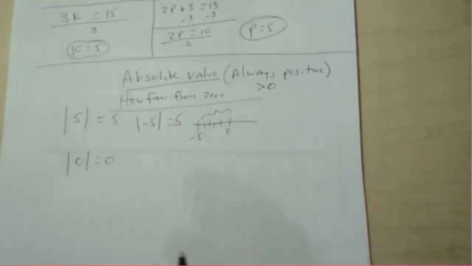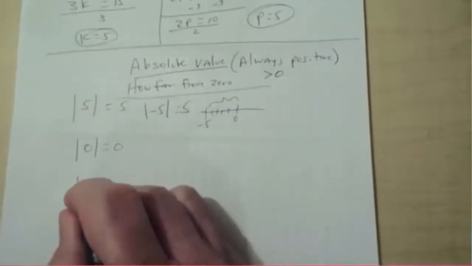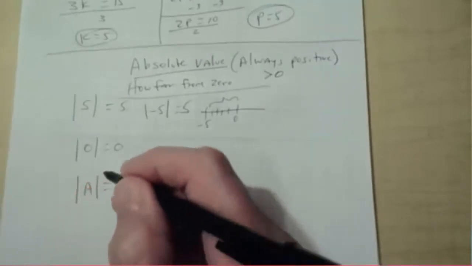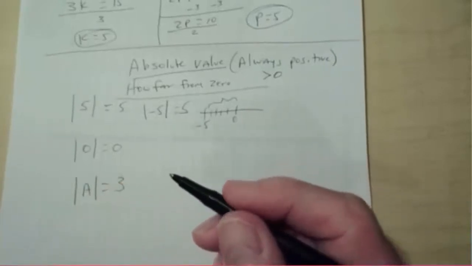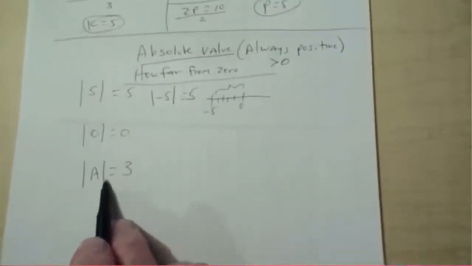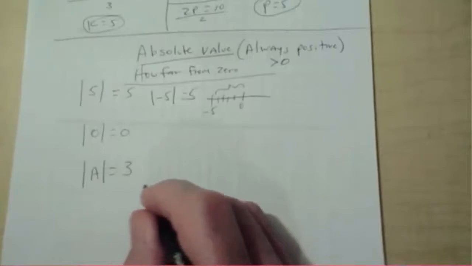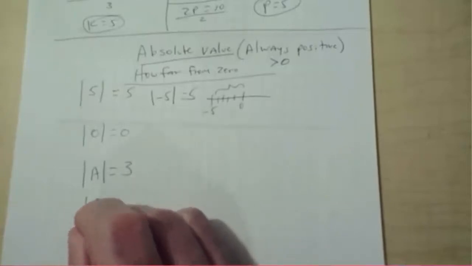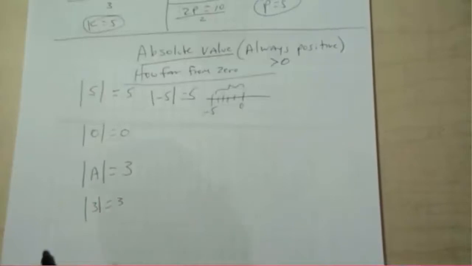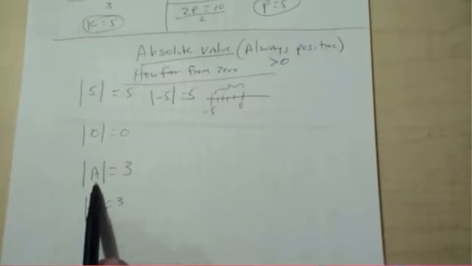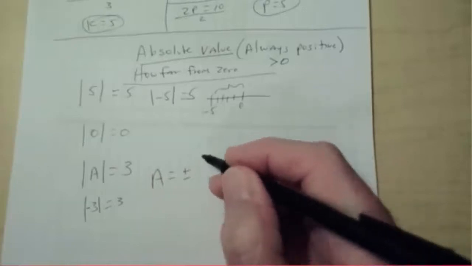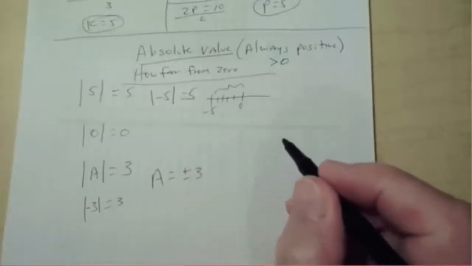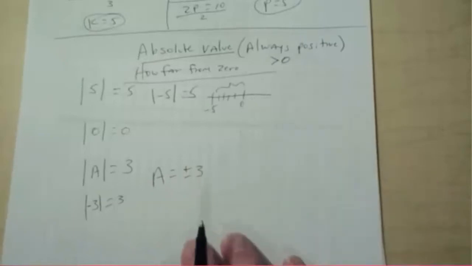Now, what if we have this? The absolute value of a is 3. What could a be? What's the value of a? Could be 3. The absolute value of 3 is 3. And also the absolute value of negative 3 is 3. So if the absolute value of a is 3, then a could be plus or minus 3. Doesn't make a whole lot of sense, does it?